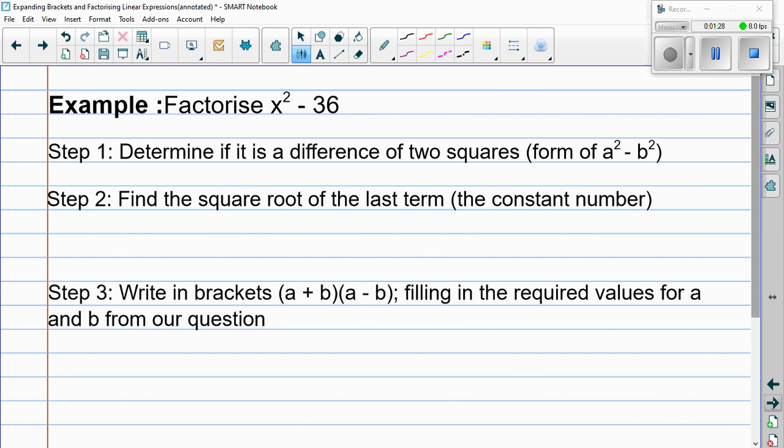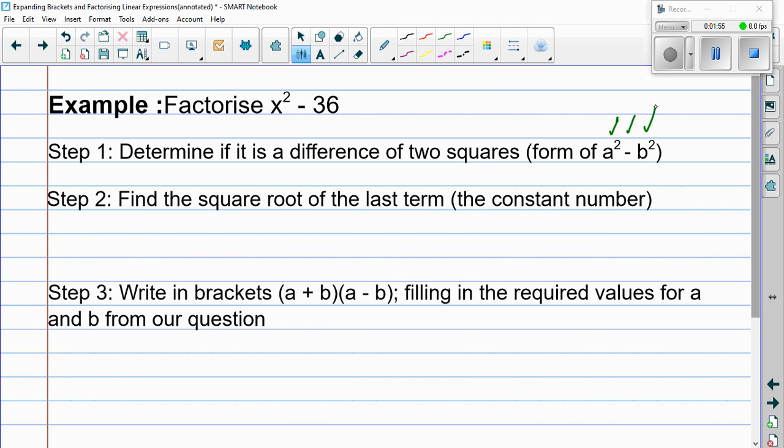So here, our example is x squared minus 36. We have to determine if it is a difference of two squares. So does it have something in the form of a squared? Well, we have x squared, so yep, we're good. Do we have a subtraction? Sure do. And 36, that's a perfect square, but we could really have any number here. It's just perfect squares that we're going to deal with. So determine if it's a difference of two squares, done that.